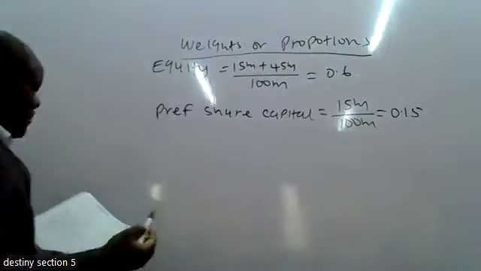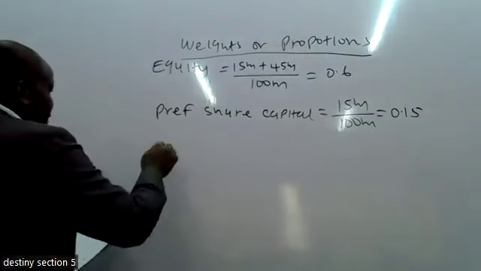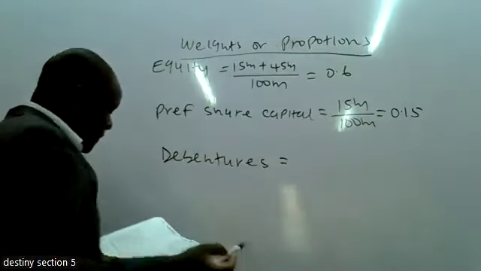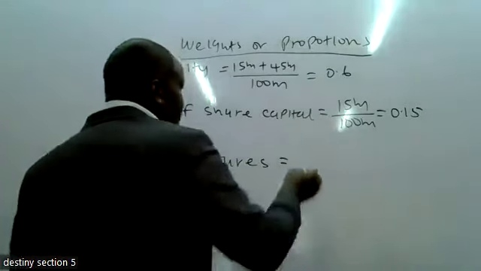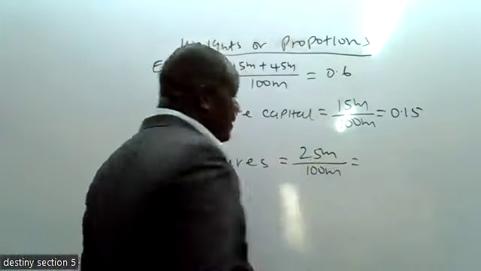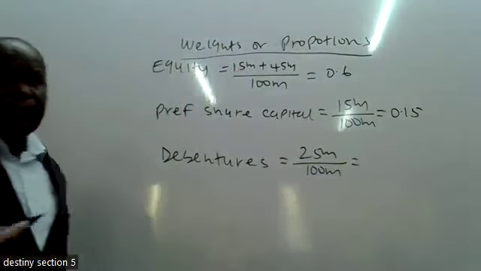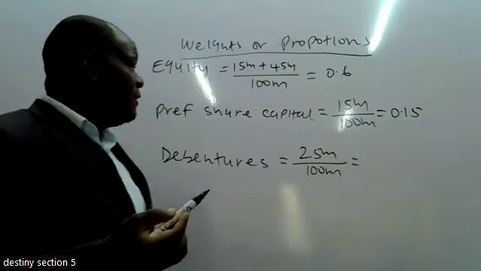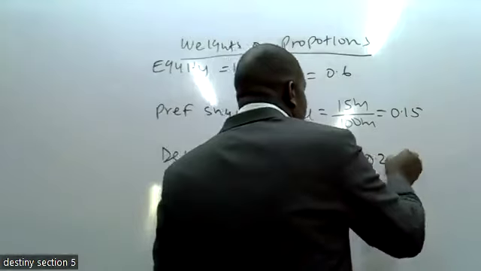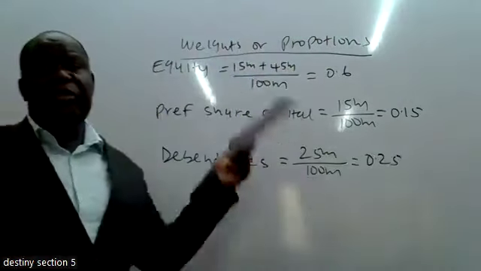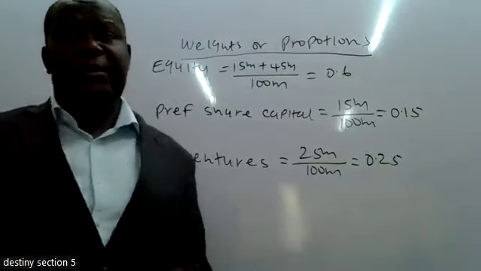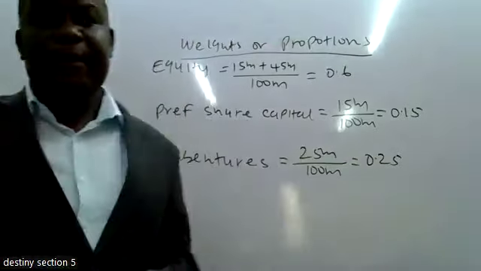You do the same for the debentures. So for the debentures, it is meant to be 25 million. Also divide by 100. So 25 million divided by 100 million should give us 0.25. So those are the ways. Some questions will give you those proportions in the form of percentages. But now this one, they gave it in terms of the amount.